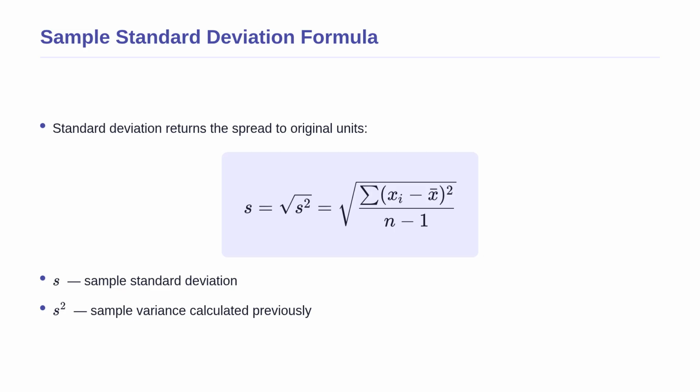This ensures that if our original data was measured in kilograms, our standard deviation is also measured in kilograms, rather than kilograms squared. It is the most common way scientists report the spread of their data in research papers. If the data points move closer to the mean, the value of S will decrease, indicating a tighter, more consistent dataset.